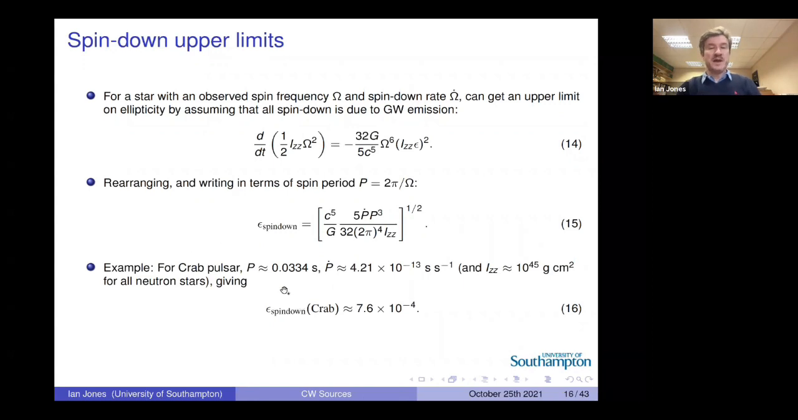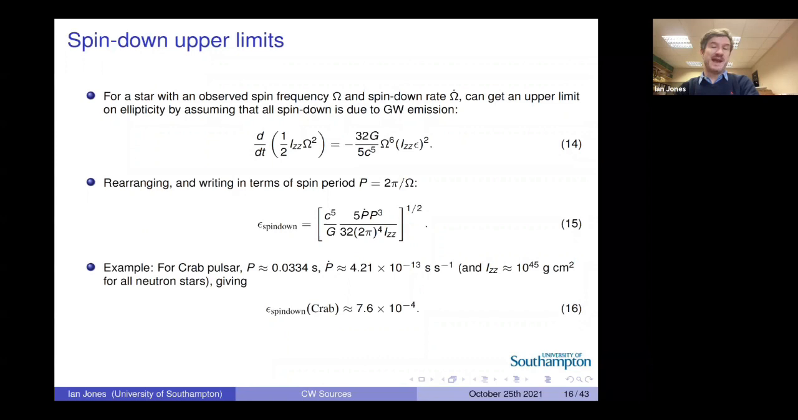For the Crab pulsar, if you put the numbers in, it's got a spin period of about 0.03 seconds and a period derivative of about 4 times 10 to the minus 13 seconds per second. That's saying, in real terms, that each second, the spin period of the Crab is about 10 to the minus 13 seconds longer than it was in the previous second. So these things don't spin down very fast. It's spinning down on a timescale of about 1,000 years. If you put in those numbers, you get a spin down ellipticity for the Crab of about 7.6 times 10 to the minus 4.